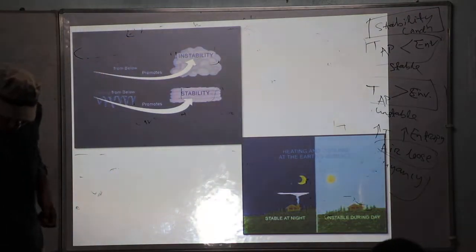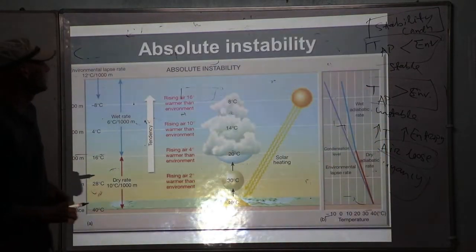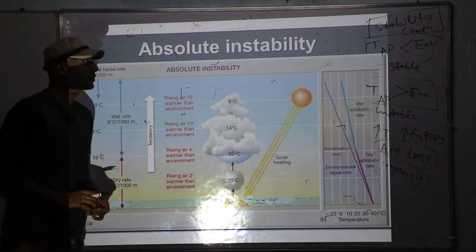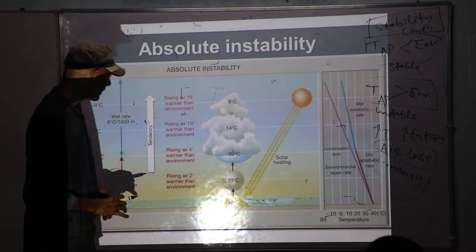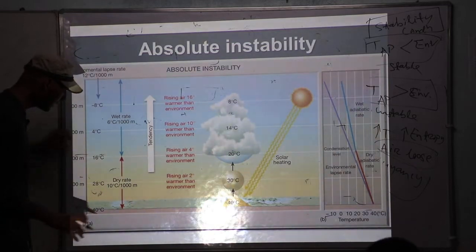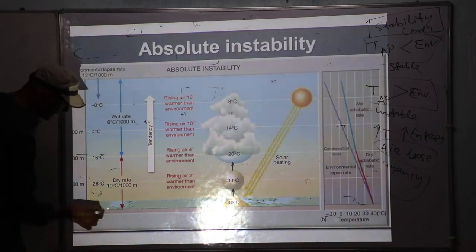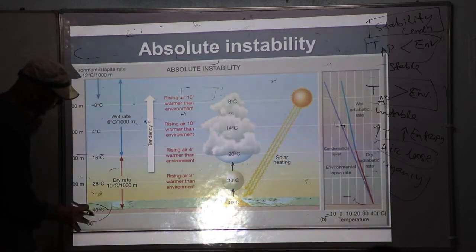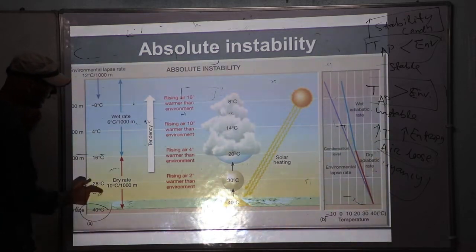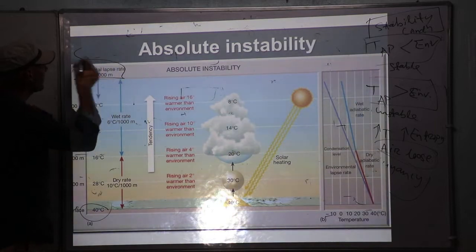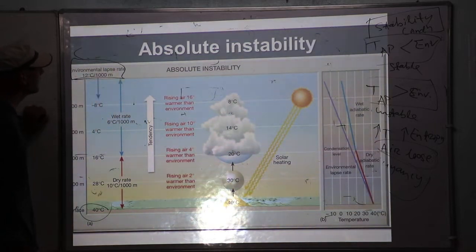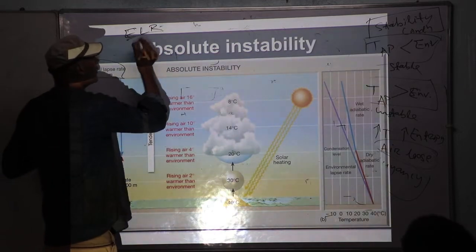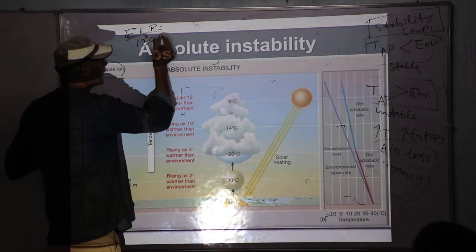Okay, so we are going to see the condition of absolute instability, when we will have the absolute instability condition. Now we can see here the environmental temperature, as in the previous case, the environment nearer to the surface has a temperature of 40 degrees centigrade, and here the environmental lapse rate is 12 degrees centigrade per kilometer.